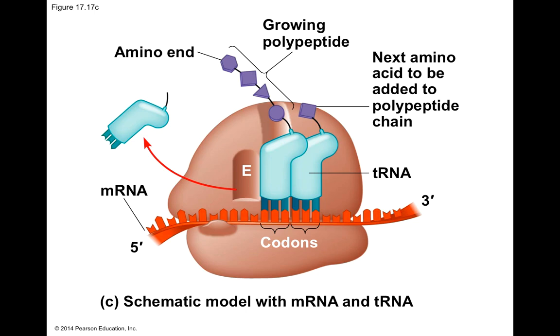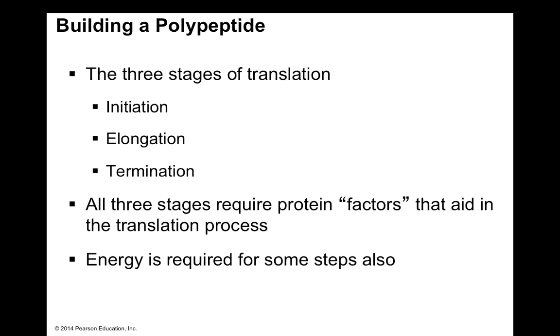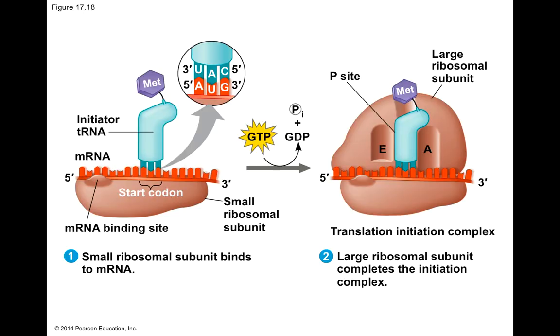Now let's put it all together. Just like in transcription, there are 3 stages to translation: initiation, elongation, and termination. So let's start with initiation. To start building a polypeptide chain, you need the messenger RNA, the transfer RNA with the first amino acid, methionine, and the small subunit of the ribosome.